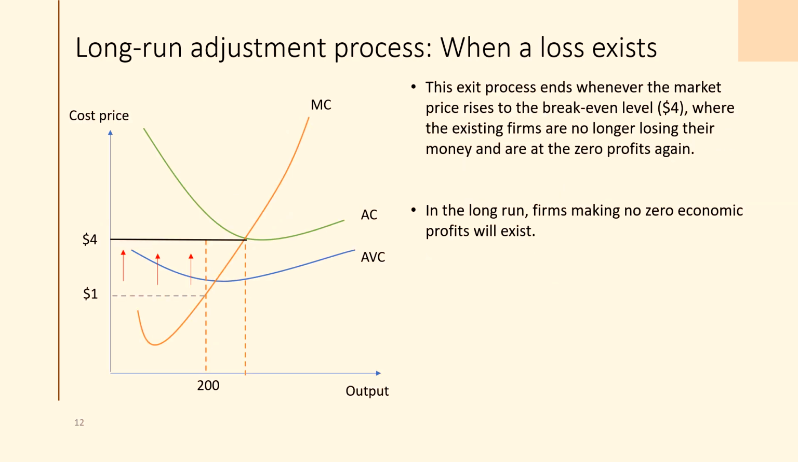This exit process continues until the market price rises to the break-even level, like the minimum of average cost, $4. At this point, price equals average cost and firms earn zero economic profit. In the long run, only firms that can cover all costs remain in the market.